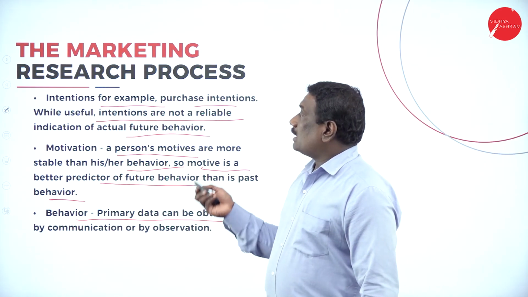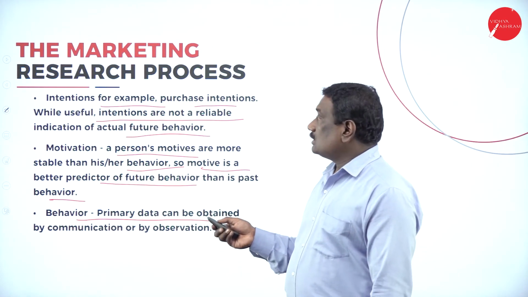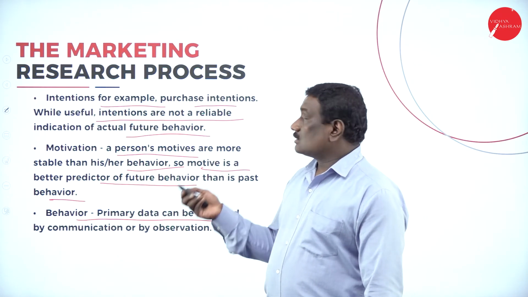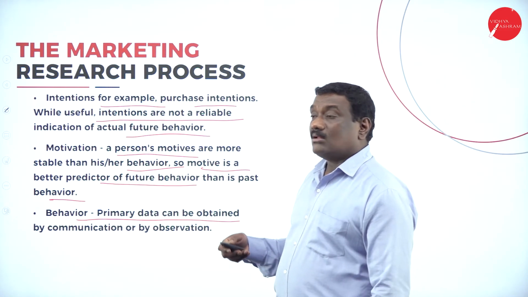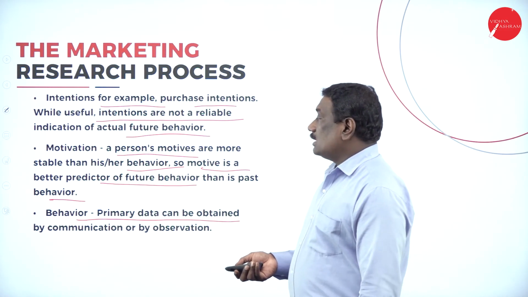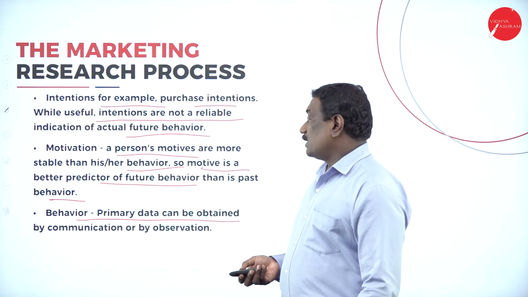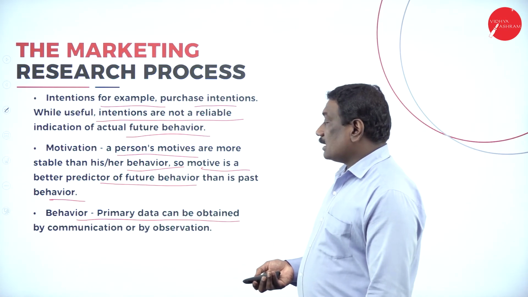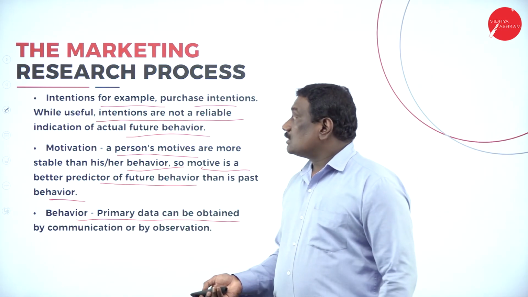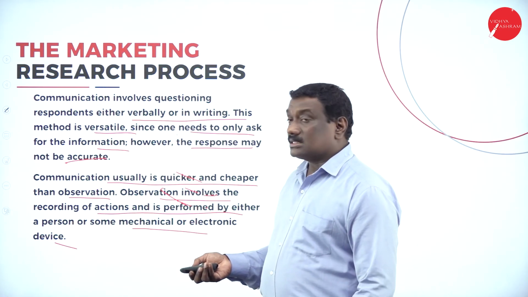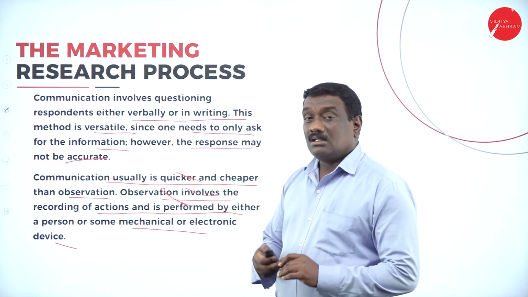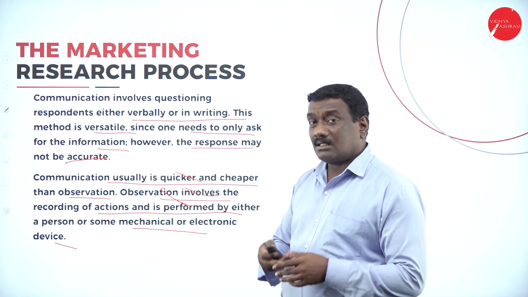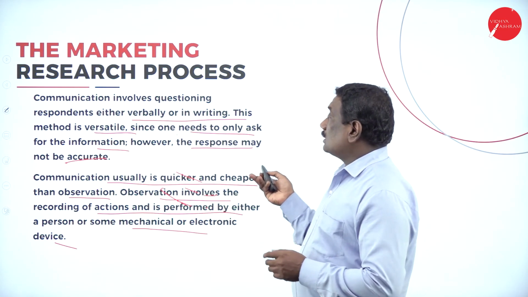Then coming to intention, purchase intentions are not reliable indications of actual future behavior. Then motivation: a person's motives are more stable than behavior, so motive is a better predictor of the future than past behavior. Then behavior: primary data can be obtained by communication or by observation. Communication involves questionnaires, that is, giving questions to people in order to get a response or answer about that particular issue, problem or subject.